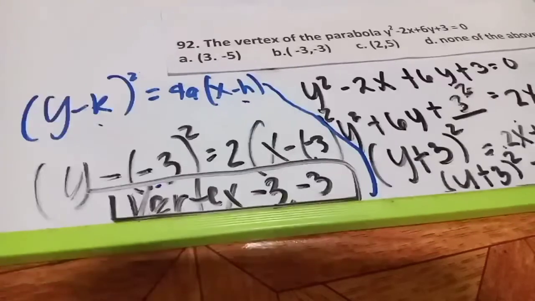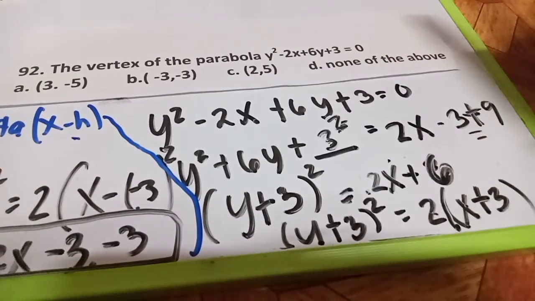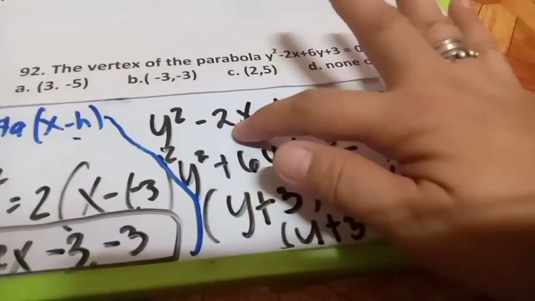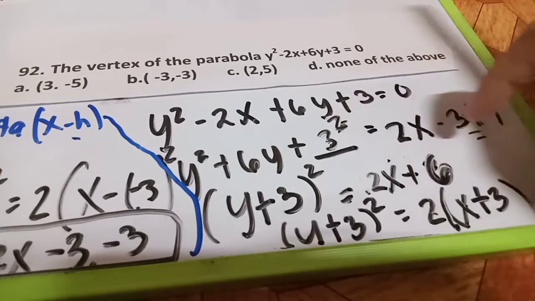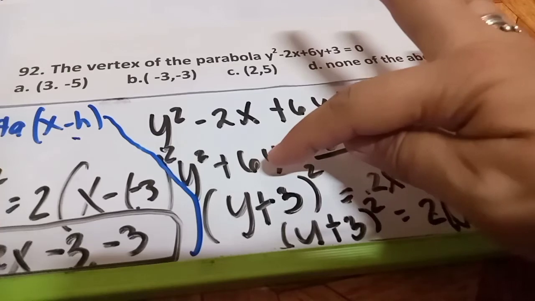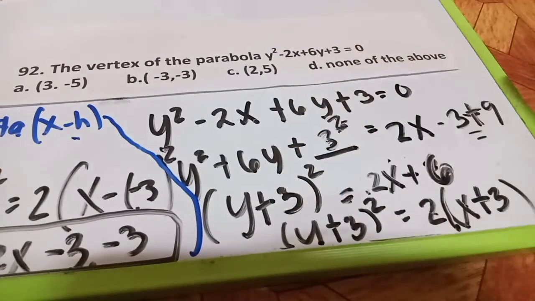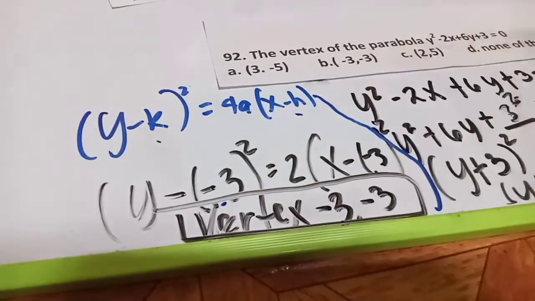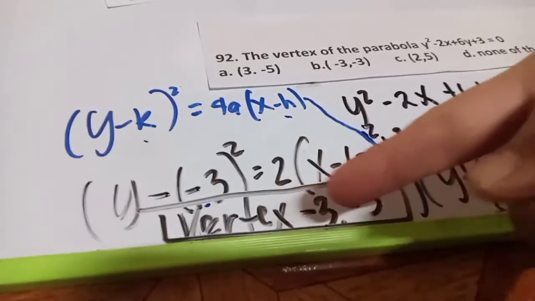Right? Again, let's analyze this problem again. Actually, the vertex of the parabola y squared minus 2x plus 6y plus 3. This is the first equation. All you have to do is compress y squared plus 6y, then transpose 2x, and positive 3 will become negative 3. So, half of 6y is 3, so 3 squared. Is that correct? And you go back to the general equation, y plus 3 squared equals 2x plus 6. So, factor 2 times x plus 3. And then, both are positive. General equation: y minus k squared is equal to 4a times x minus h. So the answer is negative 3 and negative 3.